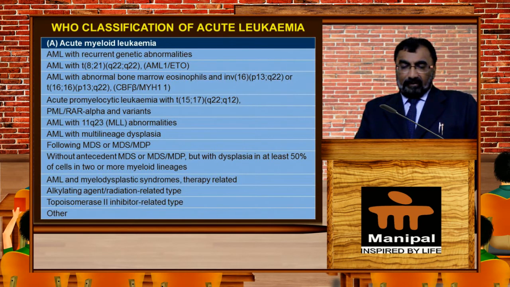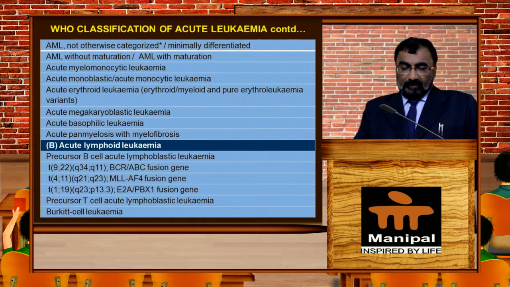The WHO classification states acute myeloid leukemia and then chronic myeloid leukemias, and they are associated with different types of genetic abnormalities. You can go through them, and also the acute myeloblastic leukemias or acute lymphoblastic leukemias.